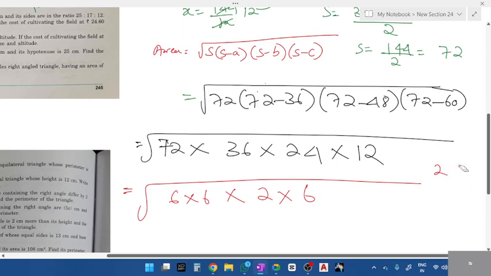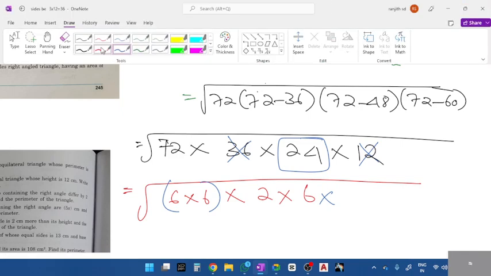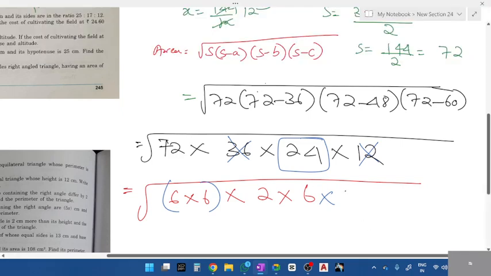Fine. Now, in order to remove the square root, look here. These two 6s have a pair. So, for which one do we need a pair? For 2 and 6, right? See, 36 is gone. 12 we have split. Take this 24. 6 into what gives 24? Can I write 6 into 4? Can I split this 24 as 6 into 4? Right? Now both have a pair.